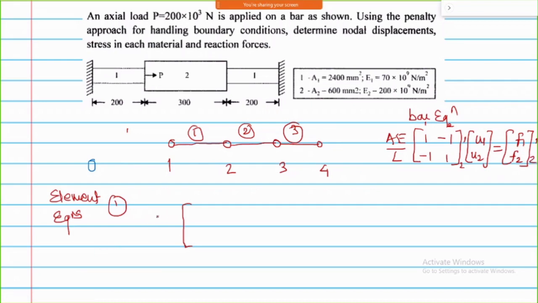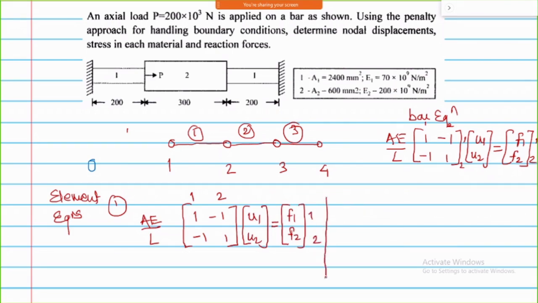So now for the first element it will be AE divided by L, and here the value is 1 minus 1, minus 1 1, and the numbers will be 1 2. Then I will have U1 here, U2 here, then F1 here, F2 here, and here it is 1 2. This is for node number 1, element number 1. This is for element number 1, we got it.